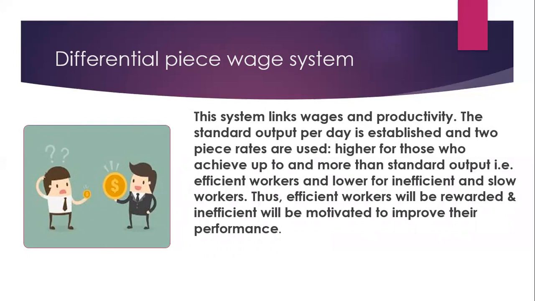The standard output per day is established and 2 piece rates are used. Higher for those who achieve up to and more than standard output, that is efficient workers, and lower for inefficient and slow workers. If they are not doing the expected job, why should they be paid equally to the person who is doing more work? Efficient workers will be rewarded and inefficient will be motivated to improve their performance. Okay, this guy is getting better now because he's producing more. Let me also try. He'll also get motivated, right? So this is the differential piece wage system.